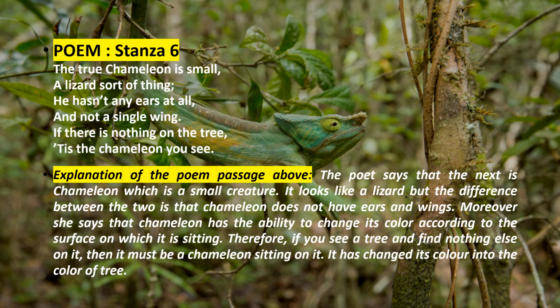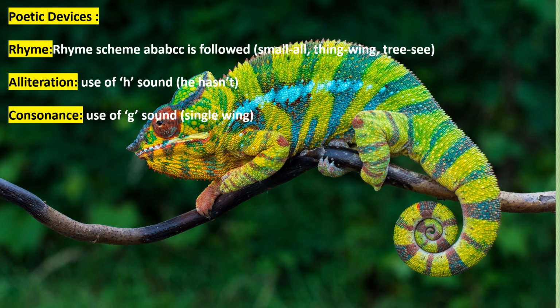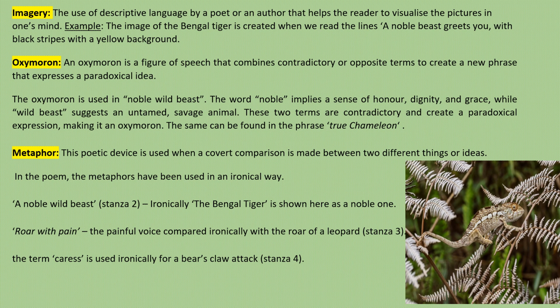So here the poet Carolyn Wells wants to tell us that the chameleon is a lizard sort of thing. It's very small. It doesn't have any ears and not even a wing. And if you don't see anything on the tree, be sure that you have seen a chameleon. So the poetic devices used over here are the same: rhyme scheme, alliteration, and consonance. In this slide, students, we are talking about poetic devices like imagery, oxymoron, and metaphor.